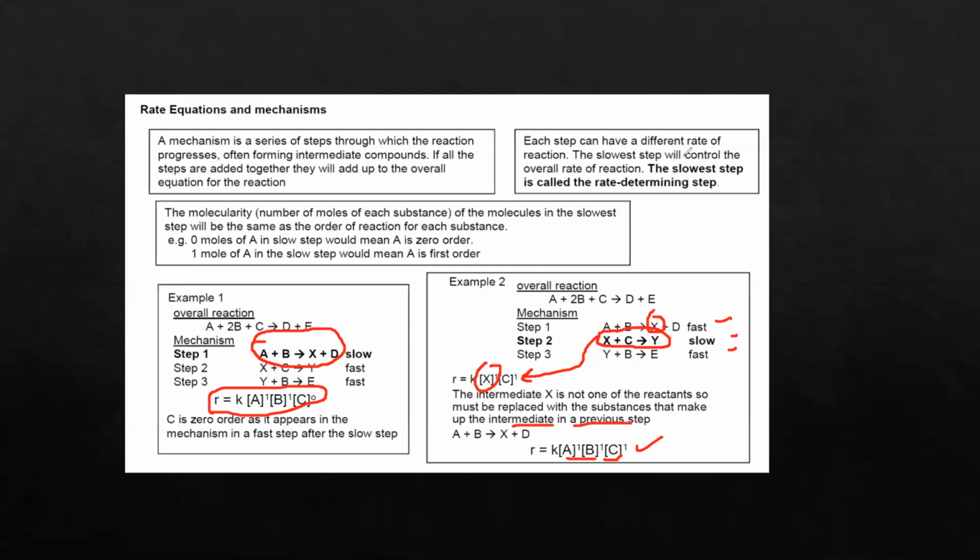Is it clear? So in a rate equation, the slowest step is the rate determining step, and we always write the rate expression or rate equation with respect to that step. Is it clear? Any doubt in this?